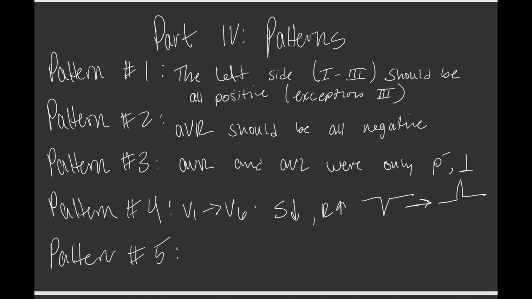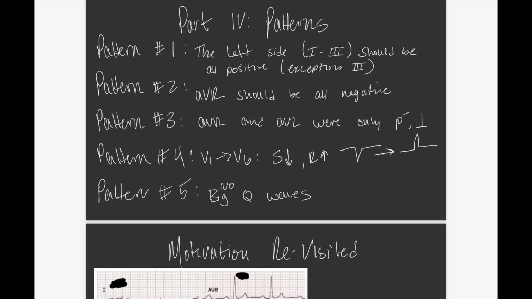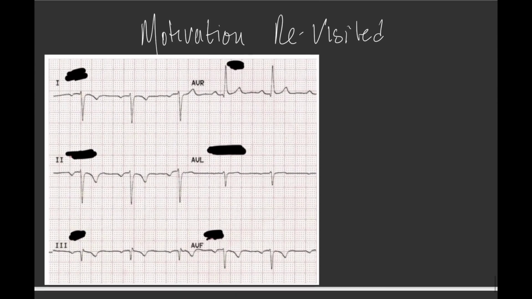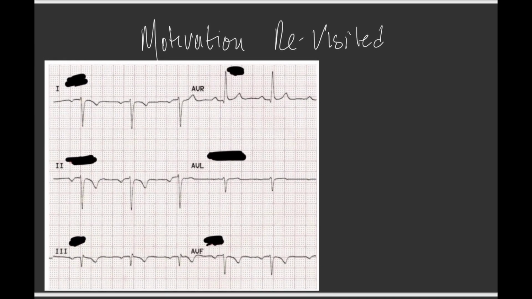And the fifth pattern is that we really didn't see any big Q waves. So there's no big Q waves anywhere. So if you look at a 12 lead and you see big Q waves, maybe in the inferior leads, again, you know you need to do a little bit more investigating. So if we take this pattern and we apply it to our motivational 12 lead, what do we see?